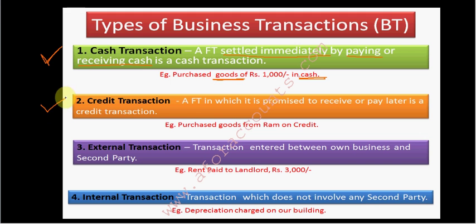Now about credit transaction. A financial transaction in which it is promised to receive or pay later is a credit transaction. It has entered into place right now, but the payment has not been made or the receipt of cash is still pending. Then such a transaction in which the cash portion has to be done afterwards is known as a credit transaction. Example, purchase goods from Ram on credit. So I have purchased goods from Ram, but I will pay him later on. So it is a credit transaction.